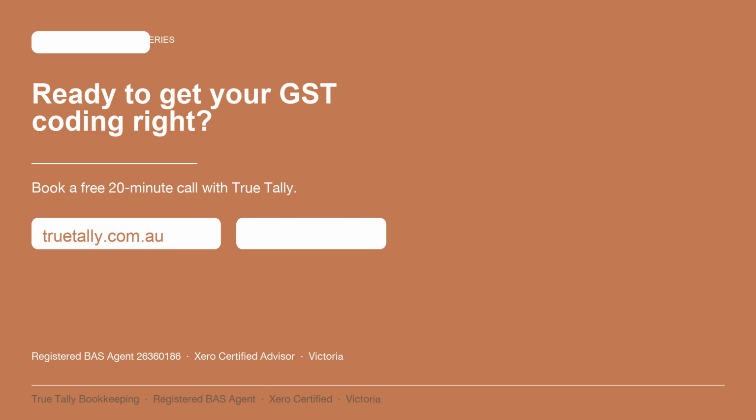TrueTally helps dental practices across Victoria set up Xero with the correct GST configuration, prepare and lodge BAS accurately each quarter, and ensure all input tax credits are being claimed. If your practice has never had a GST health services review, this is worth doing.